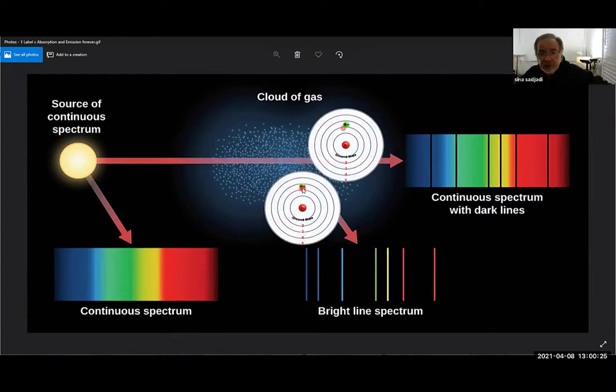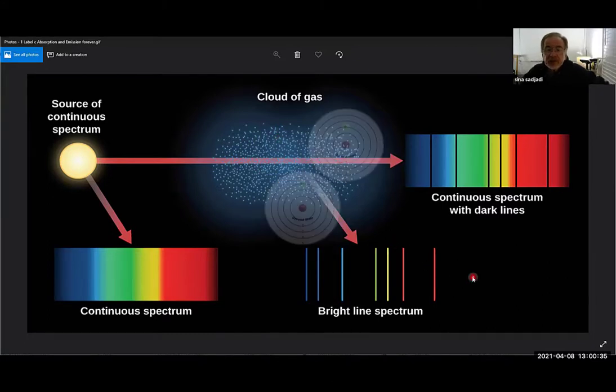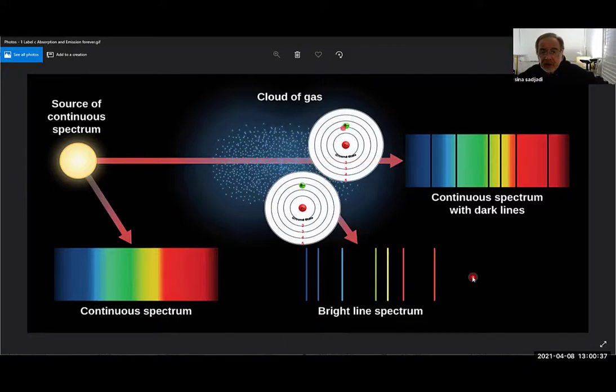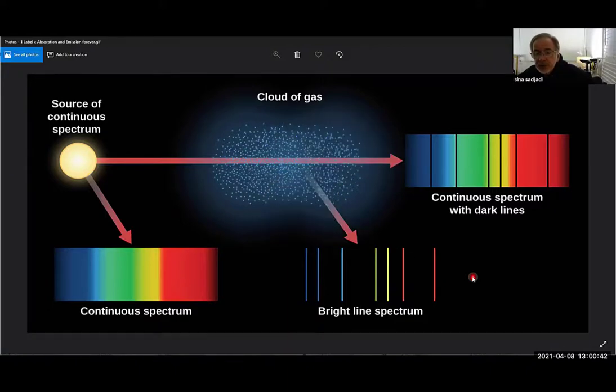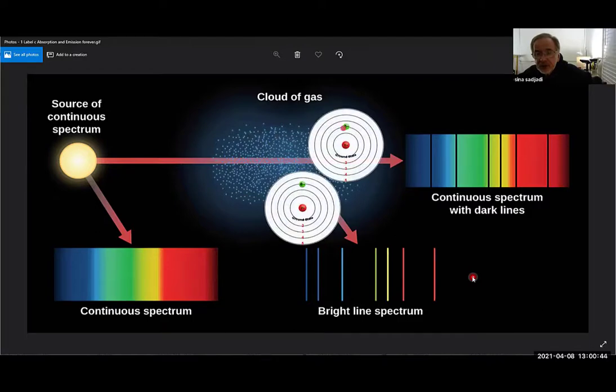This one here is sitting in the third level. And now it comes down to the second, and it gives us this beautiful photon. So in one case, the electron is coming down in orbit. In one case, the electron is going up in orbit. When you're going up, you're absorbing. When you're coming down, you're emitting.